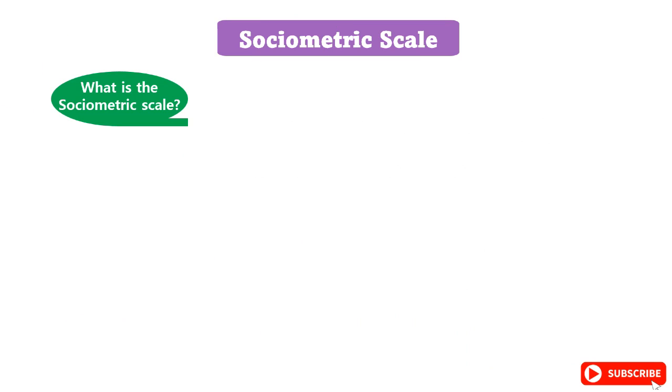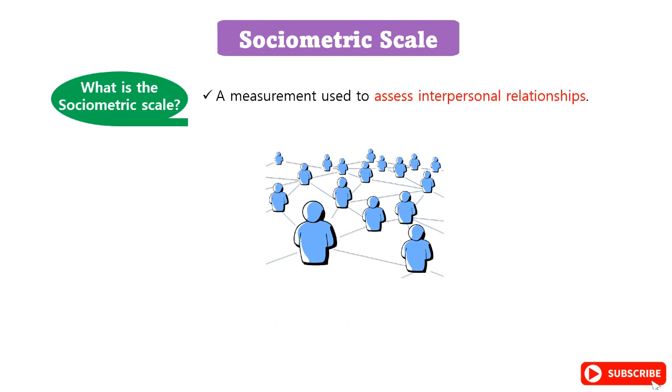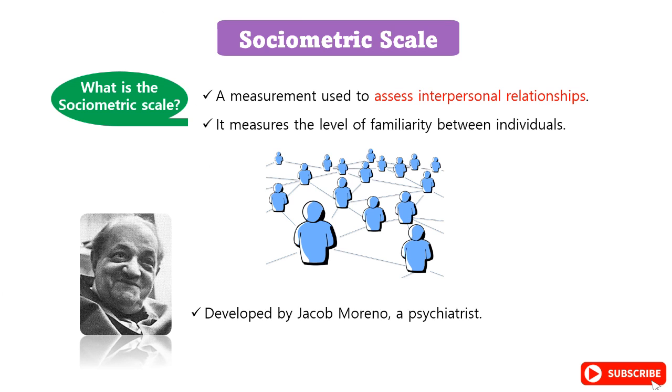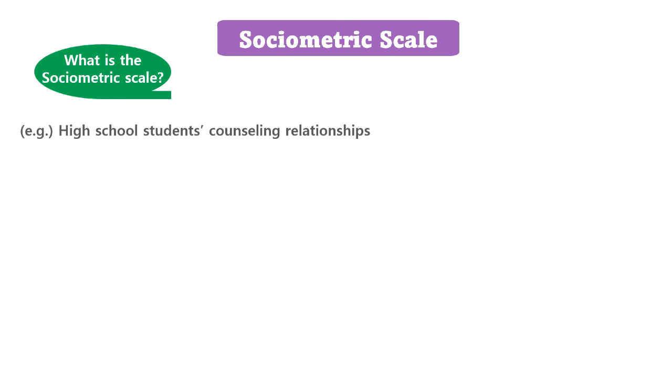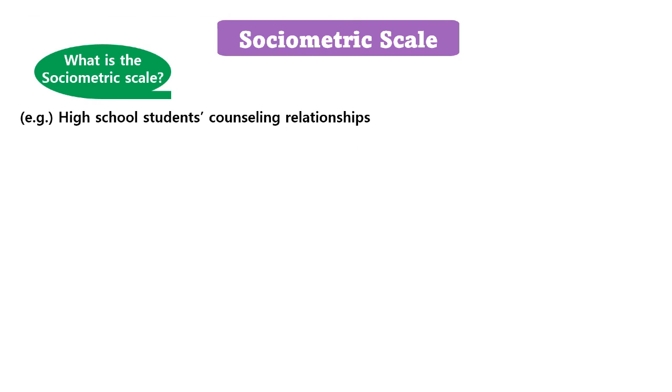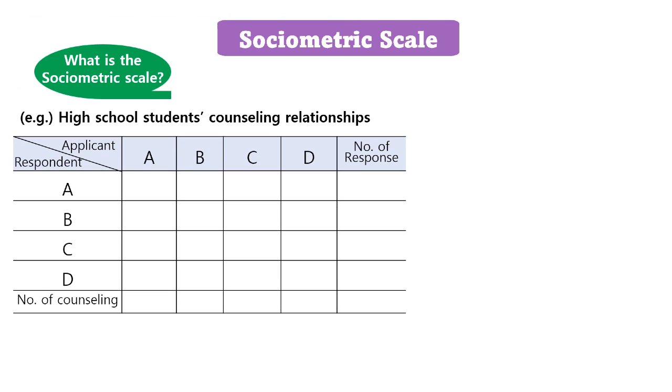The sociometric scale is a measurement used to assess interpersonal relationships. It measures the level of familiarity between individuals. The sociometric scale was developed by Jacob Moreno, a psychiatrist. Let's consider an example of the sociometric scale. In the depicted case, high school students are surveying their counseling relationships with friends.